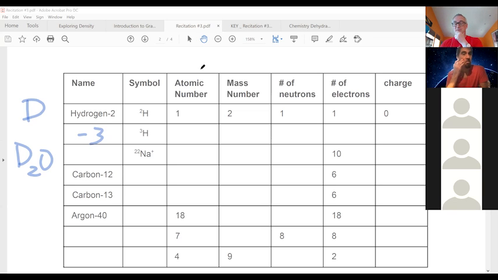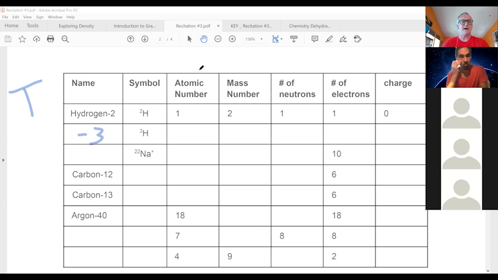So hydrogen 3 also has a name. Do you remember what hydrogen 3 is called? Tritium. That's right. And we also give it a chemical symbol T, which is used sometimes. Tritium is also radioactive, whereas hydrogen and deuterium are not.